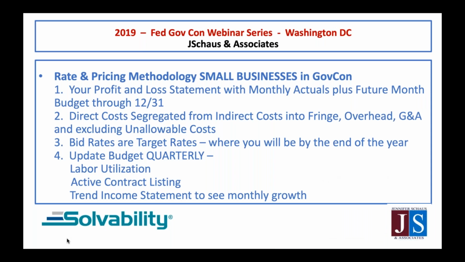When I'm talking about rate and pricing methodology, I'm really talking about it in the context of small business. Large businesses have a lot more structure to this, and they won't do it as simply as the way I'm doing it. So let's talk about these 4 components that you have to be looking at. Number 1 is your profit and loss statement. Number 2 is your direct cost versus your indirect cost. Number 3 is the bid rates that you're using for a specific proposal versus the target rates, which is where you'll be at the end of the year. And number 4 is how often you want to update this, which I usually say is quarterly. So let me run back through those individually.